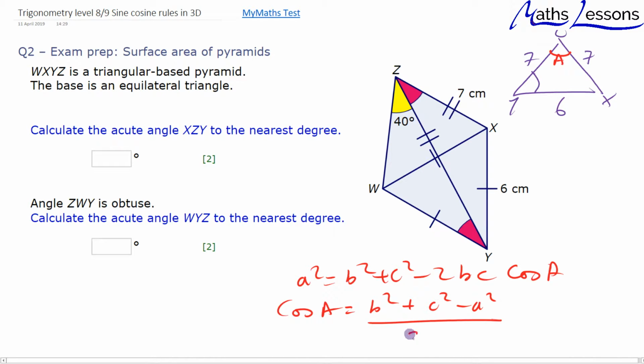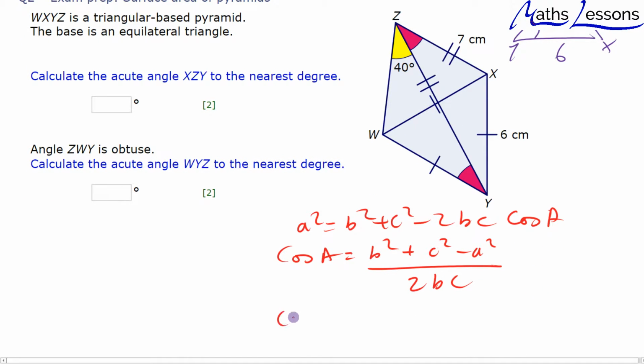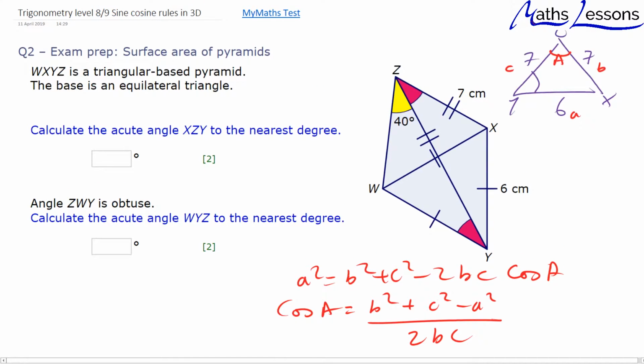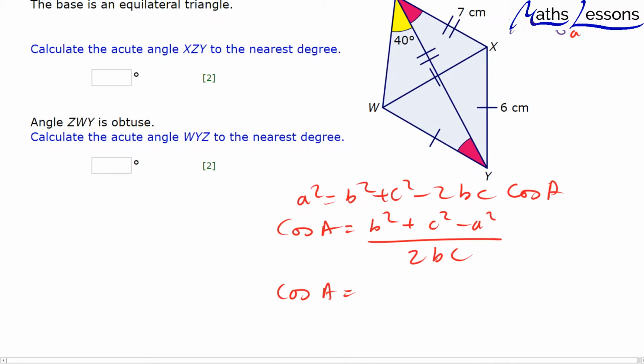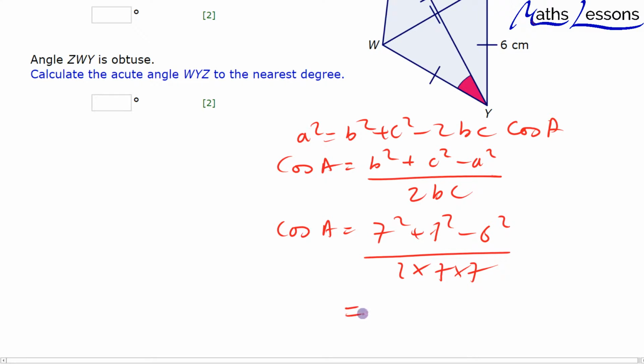You get this. So if we put the values in, we're going to get cos A. Now if this is A, then this will be little a, and this will be, we can make B or C, it doesn't really matter, so it's just gone off the screen, and just label them like that. So B and C will be 7 and A will be 6. So 7 squared plus 7 squared minus 6 squared over 2 times 7 times 7. And work all that out, put that into your calculator, you get 31 over 49.